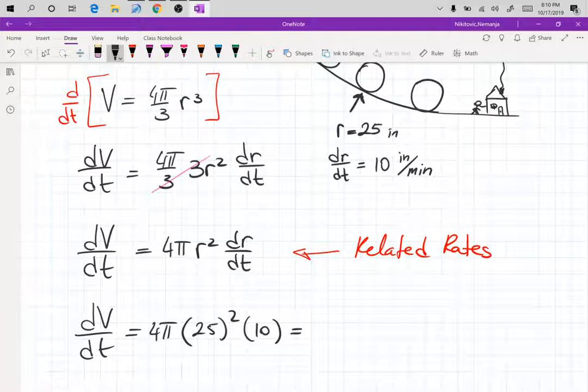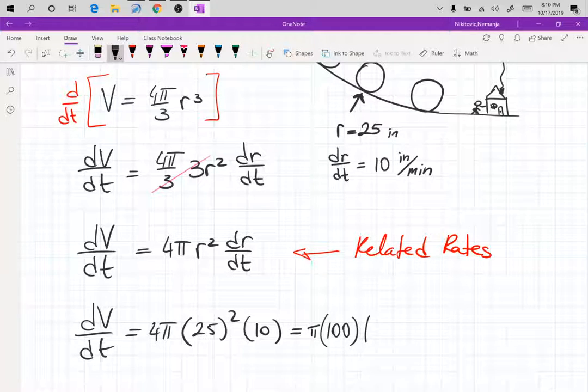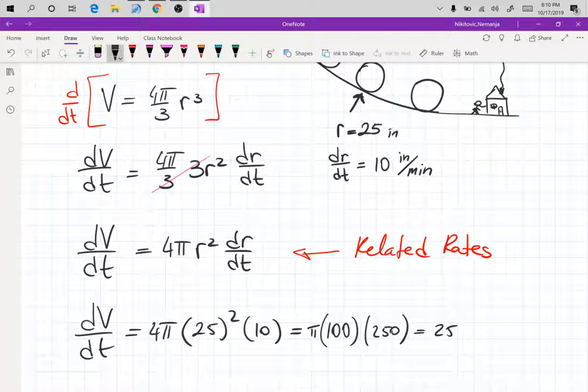So, okay, quick computing, 4 times 25, so don't square it, you steal one of the 25s. So 25 times 4 is 100. There is a pi there. And then you have another 25, which times 10 is 250. There we go. And now you have 25, and then 250, and then additional 2 zeros. And then there is a pi. And this is going to be inches cubed per minute.